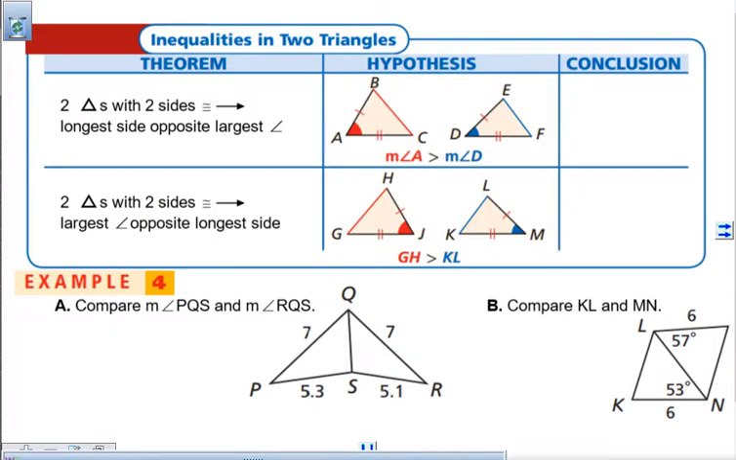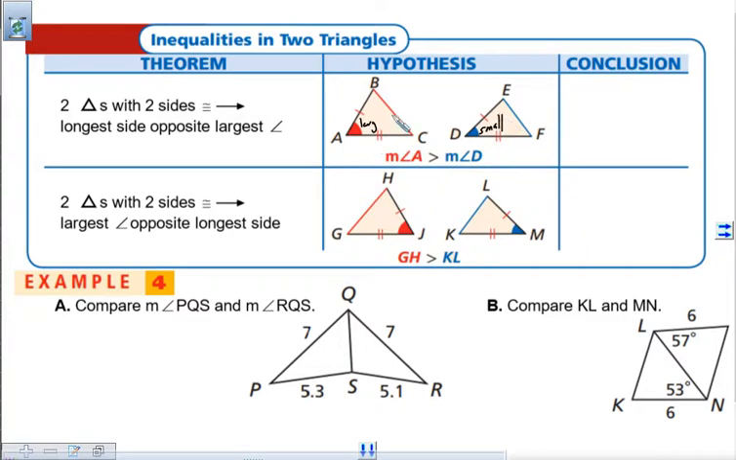Next up, we are comparing angles and sides in two triangles. You have to have two sides that are congruent in order to do this, and then you can compare your last side and the angle that's being made by the two sides that are congruent. So in this, it says that angle A is greater than angle D. So angle A is the larger angle in comparison to angle D.